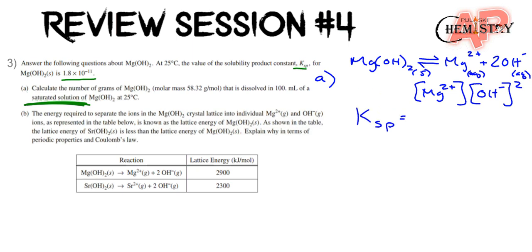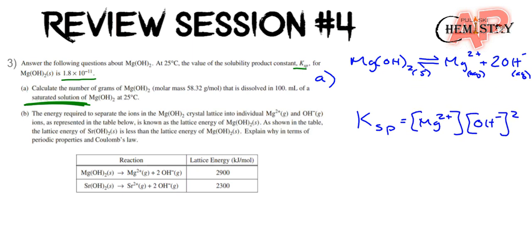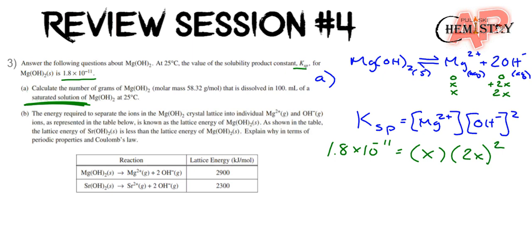And I should actually bring this down once. So, think about this. This is going to break up. If it starts at zero, it's going to gain 2x and it gains x. So, these are actually the values that are going to be created of my ions. So, I can actually plug these in. And I can say 1.8 times 10 to the negative 11 equals x times (2x) squared. And ultimately, 2x squared becomes 4x squared, times another x.